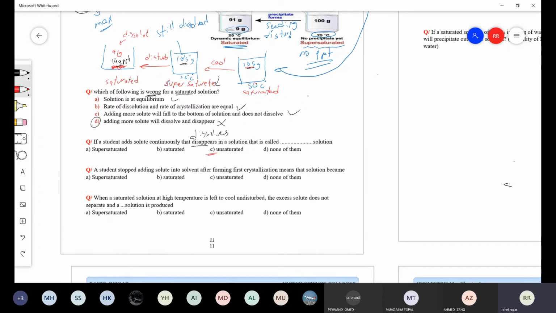The answer is C. But a student stopped adding solute into the solvent after forming the first crystallization. So when the student saw, after stirring, the first solid or the first precipitation, it means that the solution cannot dissolve anymore. Then the solution must be what? Must be saturated. Exactly, saturated.